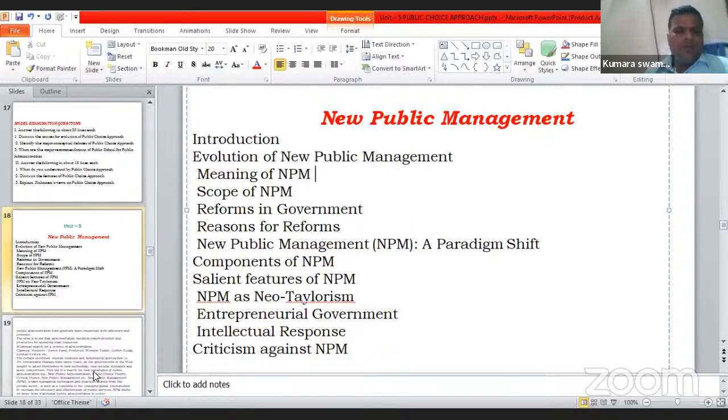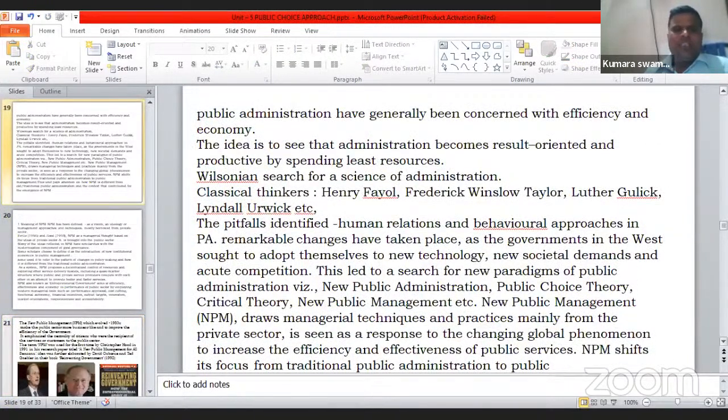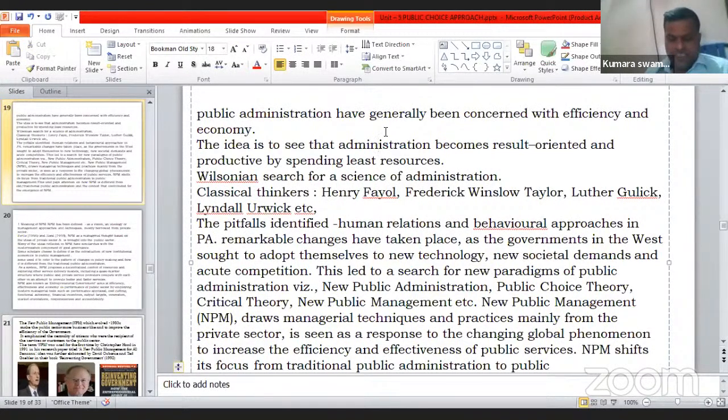Okay, now I will go to the new public management. First, what is the new public management? Public administration is generally concerned with efficiency and economy. The idea is that administration becomes result oriented and productivity oriented. So classical thinkers like Henry Fayol, F.W. Taylor, Luther Gulick and Lyndall Urwick emphasized the 3E concepts, the efficiency and economy of administration.